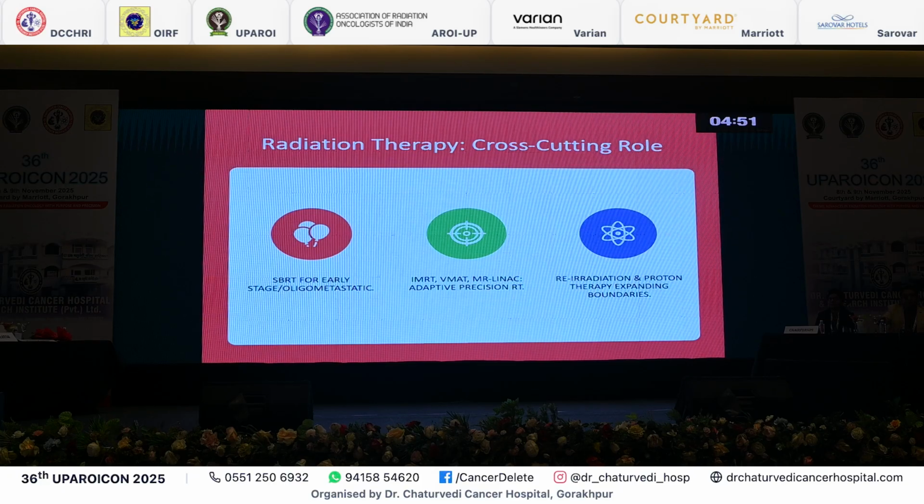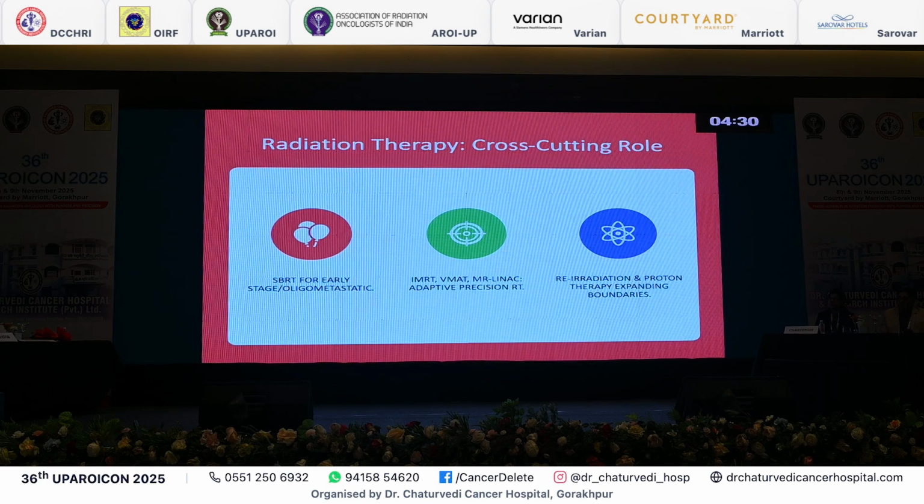Similarly, I am a radiation oncologist, maybe I am biased towards radiation oncology, but I think radiation oncology has the most important role in lung cancer, because there is no condition where we can't treat. In stage 1 and stage 2, I'll give SBRT. In stage 3, I'll give concurrent CTRT. Stage 4 is still palliative.